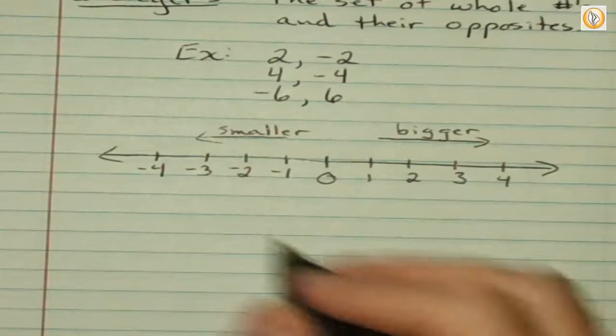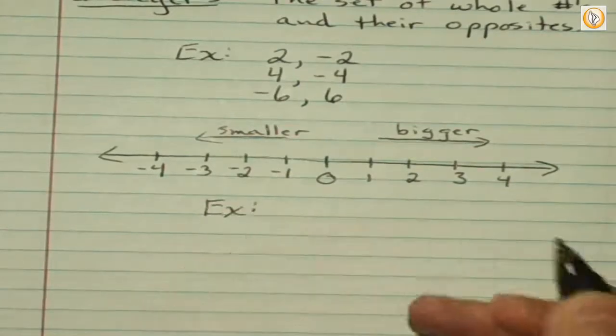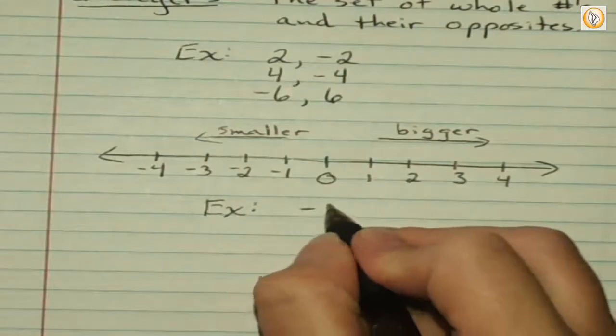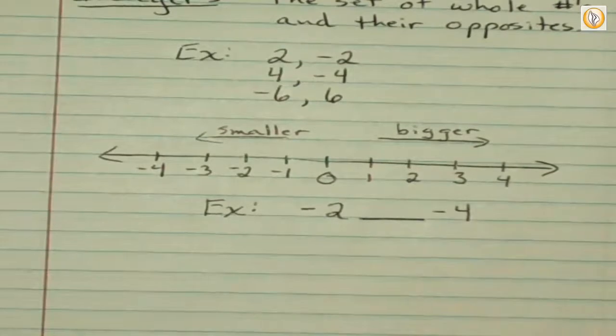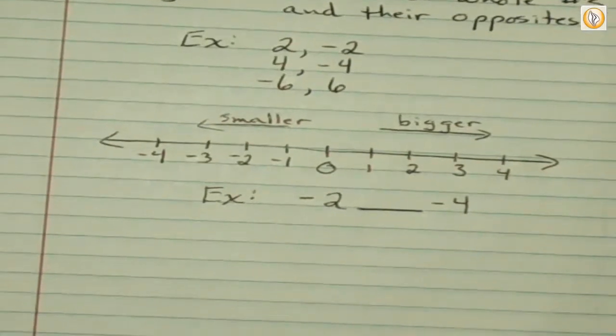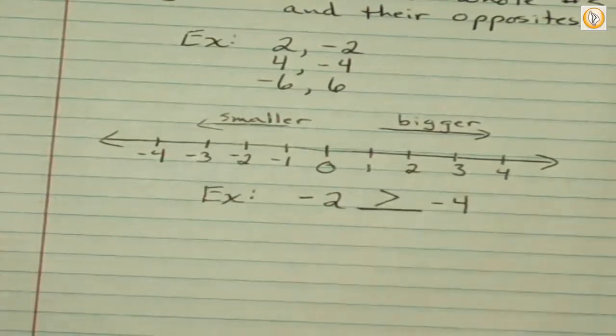For example, let's compare -2 and -4. Raise your hand if you know which one is larger. That is correct. -2 is larger than -4. Now that can be confusing.